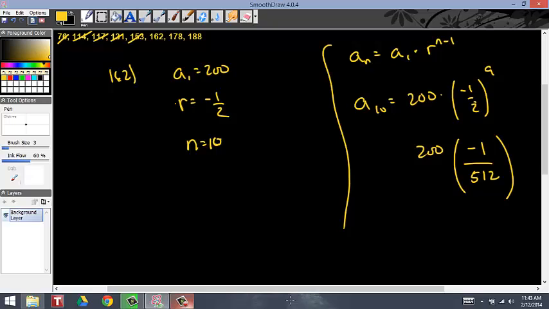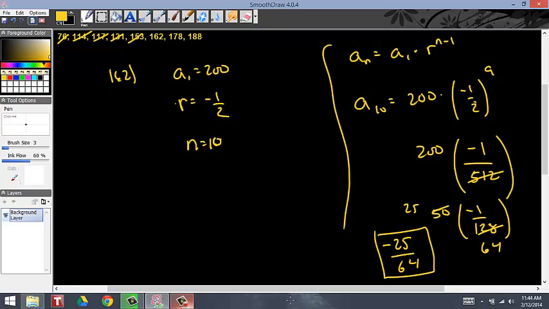Or, I'm sorry, someone give me 512 divided by 4. Wait, 512 divided by 200 is 50? That can't be right. 512 divided by 4, please. 128? So that is 50 times negative 1 over 128. Okay, so that means that this is 25 and this is 64. So this is negative 25 over 64 is your 10th term.